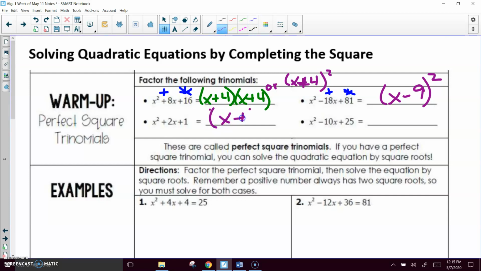This one would be the quantity x plus 1 squared. And the last one would be the quantity x minus 5 squared. All 4 of these trinomials are what we call perfect square trinomials. If you have a perfect square trinomial, you can solve the quadratic equation by square roots. Okay, so let's talk about square roots that we did in our earlier video.